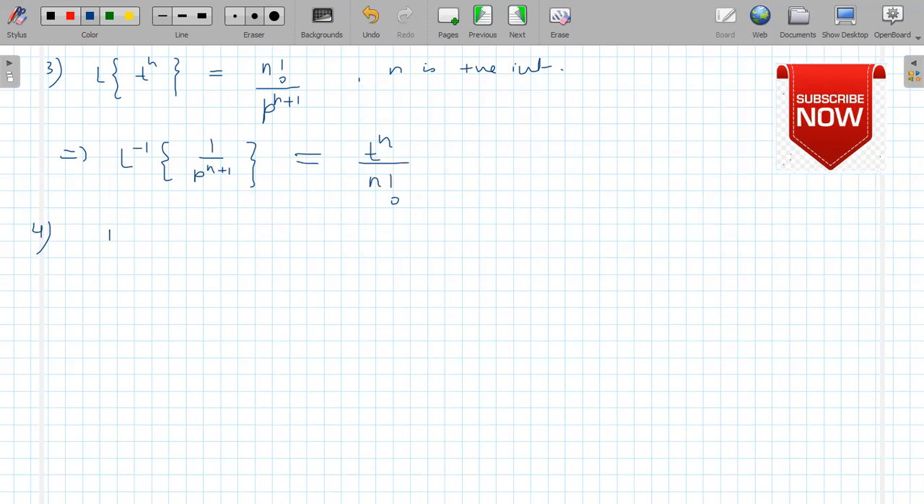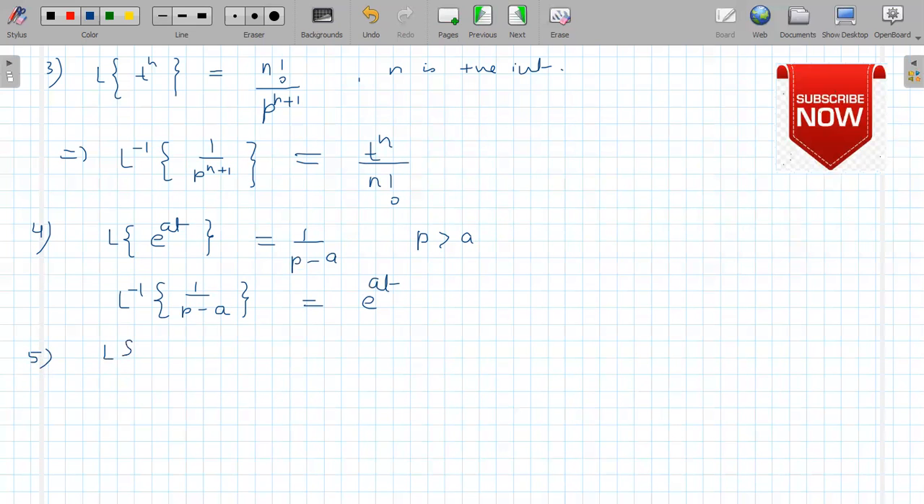Next is Laplace transform of e raised to the power at. You know that Laplace transform of this function is 1 upon p minus a, where p is greater than a. So you can quickly conclude that Laplace inverse of 1 upon p minus a will be e raised to the power at. If there is a negative sign, then there is a positive sign, and for positive we have negative a here. So take care of this.